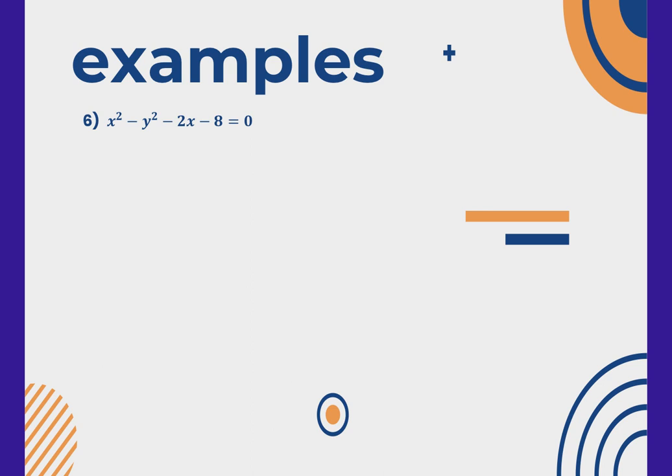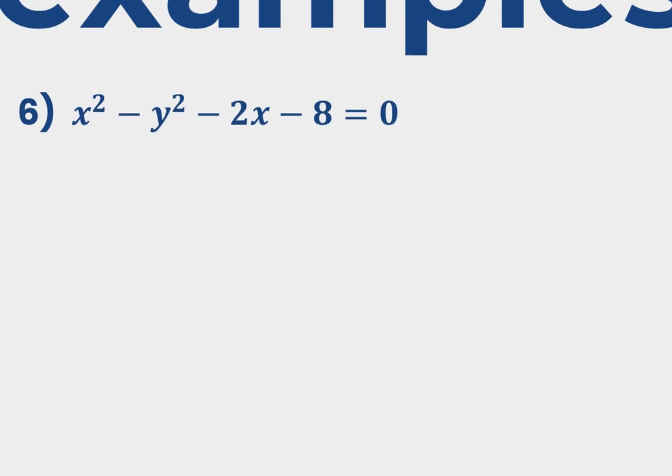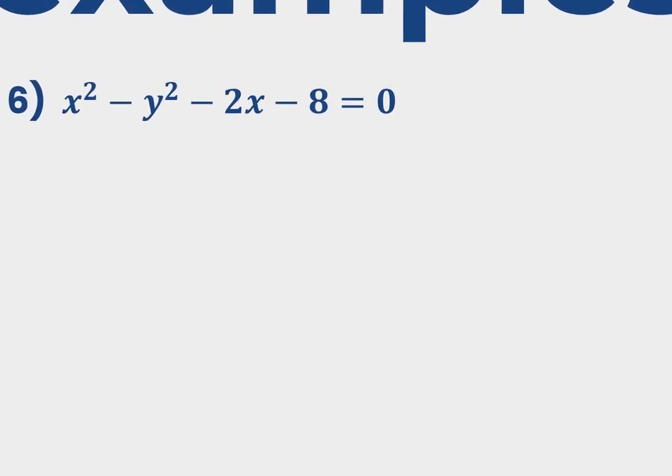How many variables do we have squared? 2. Are their signs the same or different? Different. What does that tell you? Hyperbola. Good. So I'm going to group together the x squared and the -2x. I'm going to leave this space so we can complete that square. The y squared does not have a y, so I don't have to complete the square for the y, but I do need to keep it on the left side. And then I need to move the 8 to the other side, so add the 8 to both sides.